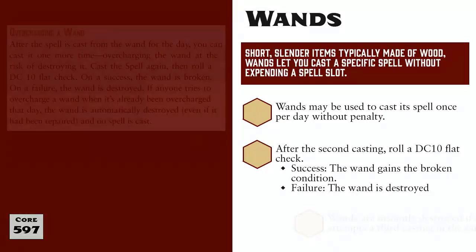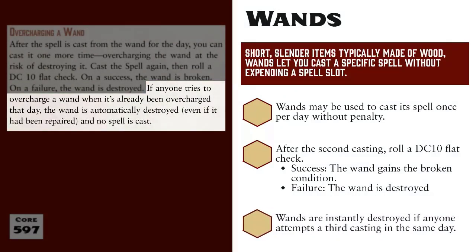Note that the mending spell only targets non-magical items and therefore could not be used to repair a broken wand. And if anyone attempts to use a wand for a third time during the same day, even if it has been broken and repaired earlier that day, then the wand is immediately destroyed and the spell is not cast. Every morning after daily preparations, this is reset and the wand is able to cast one time that day safely again.